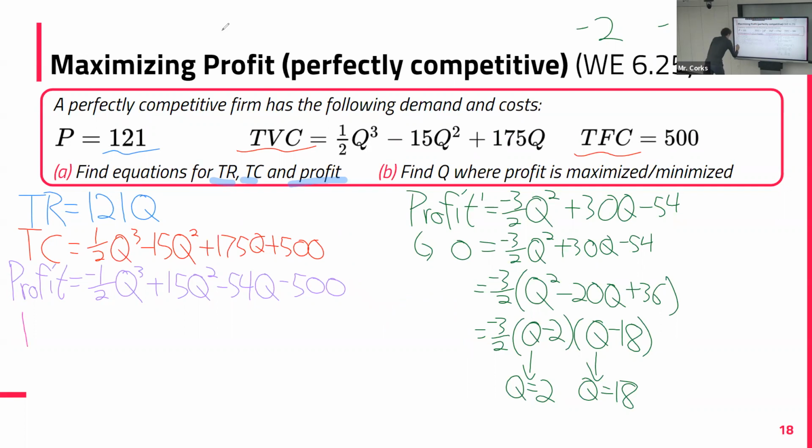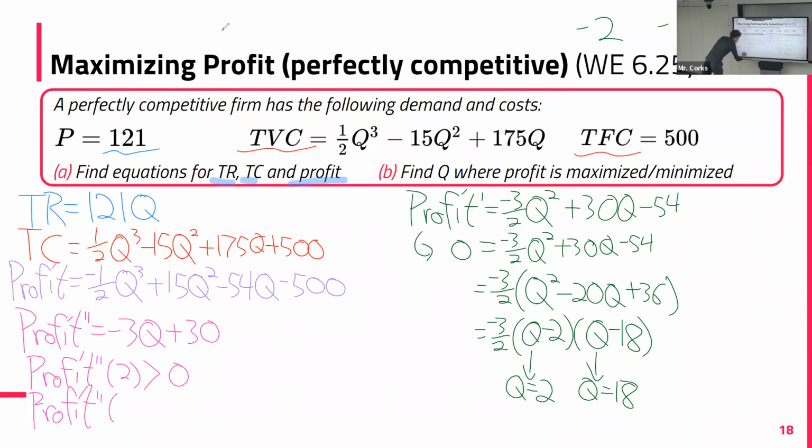Second derivative test here then. So profit double prime, what is our second derivative? -3q plus 30. Okay, and we'll take our two q values and substitute those in here. So our second derivative of profit when q is equal to 2 will be -3 times 2 plus 30. That's going to be a positive number. So when q is equal to 2, the second derivative is positive. And when q is equal to 18, our second derivative will be less than 0, negative. It'll be -24.